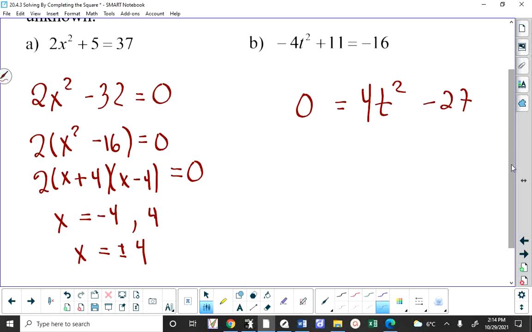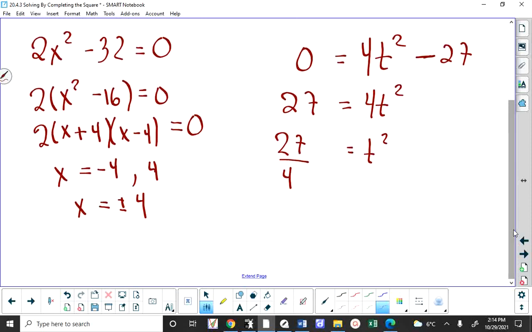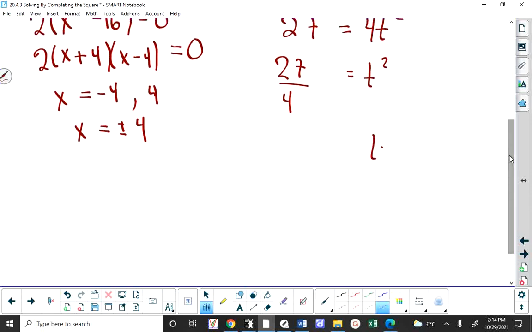So how do you solve it? Well, I talked about this yesterday. If there's no linear term, you can always solve it by just rearranging for the variable. I can add 27 to both sides. I can divide both sides by 4. And then I take the square root. But I have to remember that when I take the square root, I write plus or minus the square root of 27 over 4.